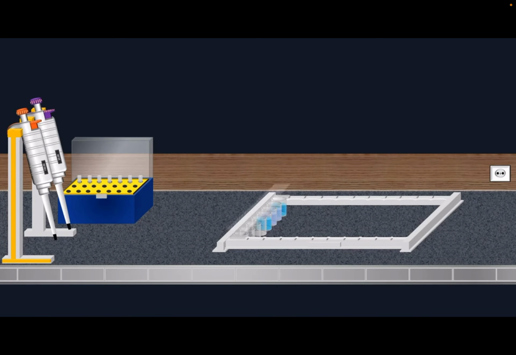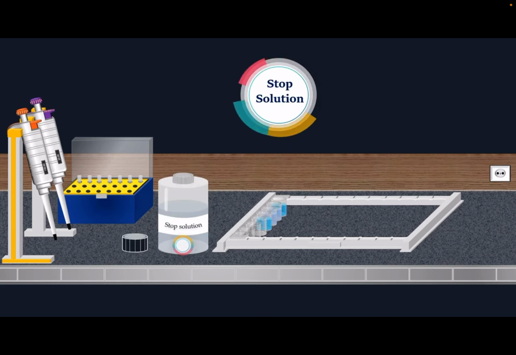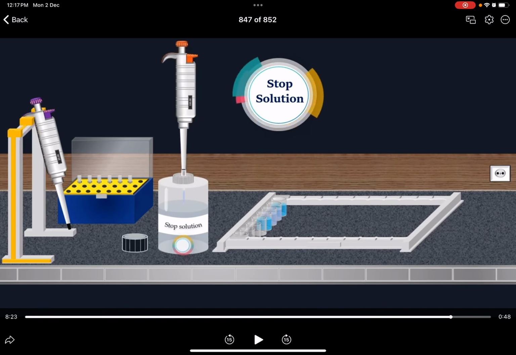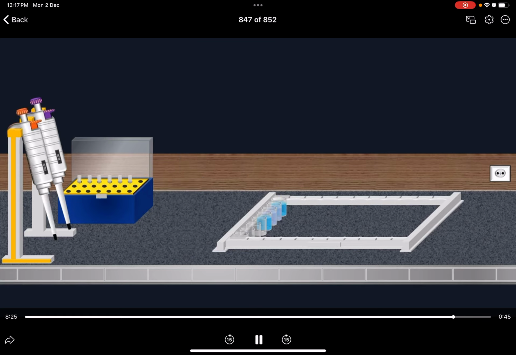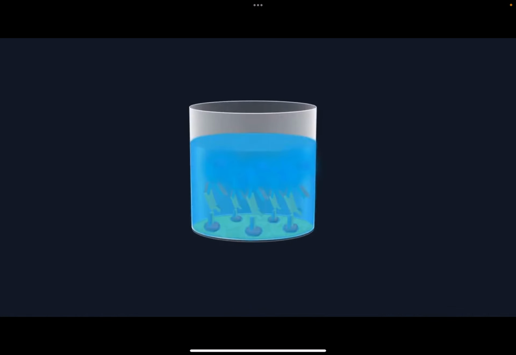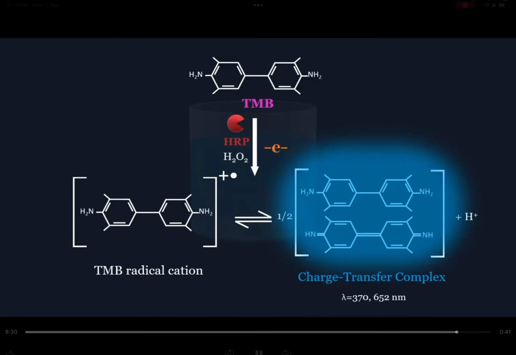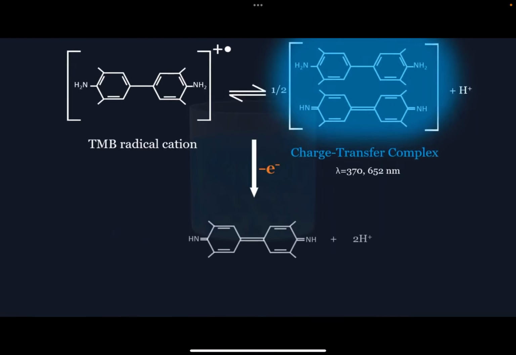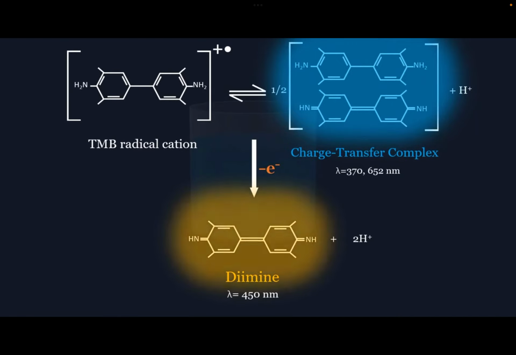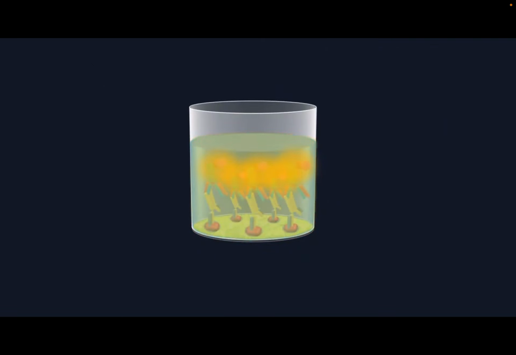The whole solution changes its color. Next, prior to photometric detection, the reaction is commonly stopped by lowering the pH of the reaction mixture using a strong acid, such as sulfuric acid. I stop the reaction so it doesn't keep going and give more color. Following a second 1-electron oxidation event facilitated by HRP, the blue-colored TMB product is transformed into a yellow-colored diimine oxidation product. The addition of the acid halts the enzymatic reaction and stabilizes the color.